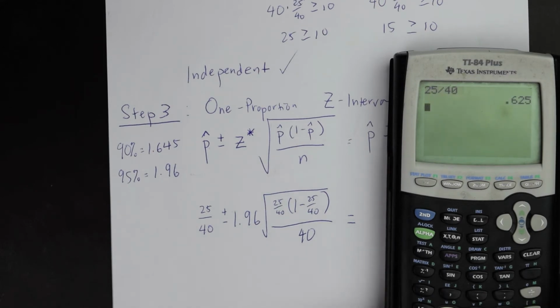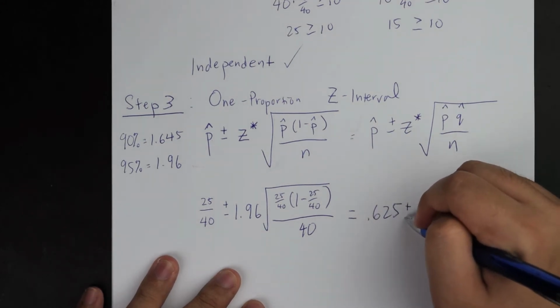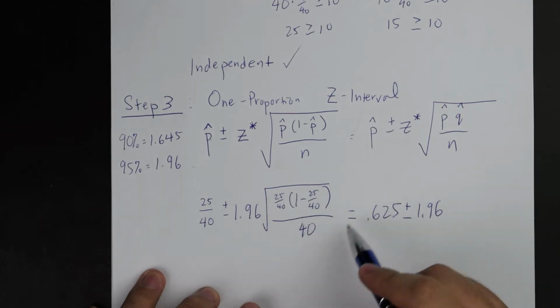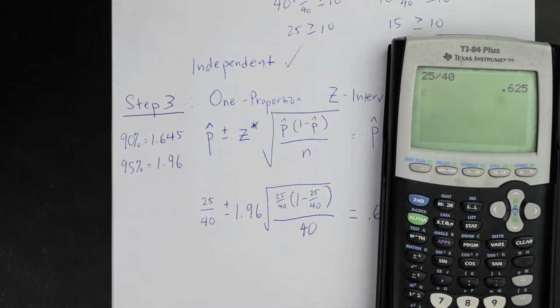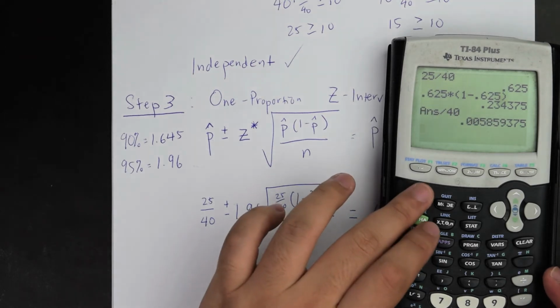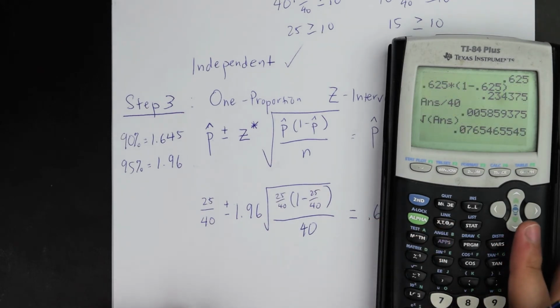So I'm going to change 25 over 40 to 0.625 just to start with. And I'm going to take things step by step, 1.96, and I'm going to take care of the inside here first. A lot of times people sometimes punch in values and mess up the values a little bit, so you do want to take things step by step when you're computing these things out. So 0.625 times 1 minus 0.625, enter, and then divided by 40. That's going to be the value without the square root. So I'm going to square root that value, and that is my value that I'm going to use.